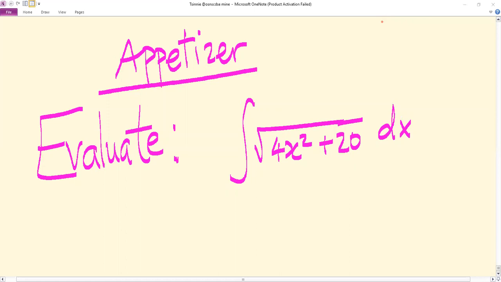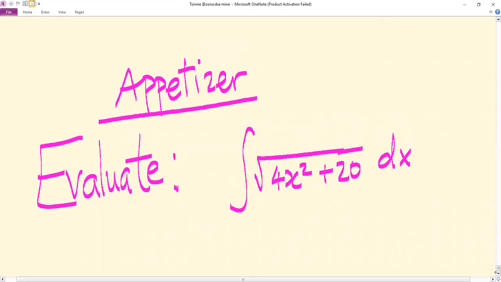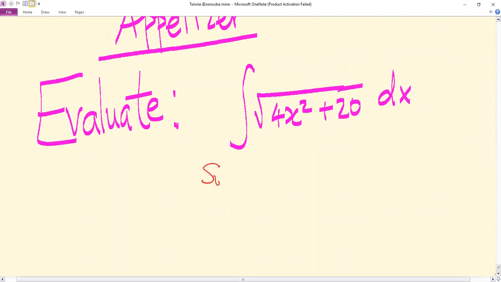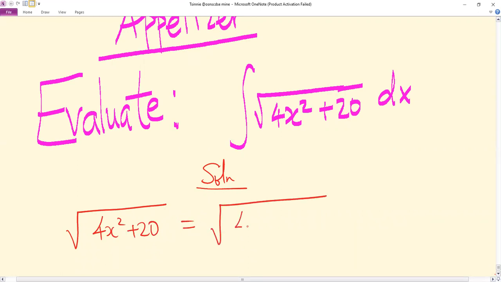Welcome to this session. Here we evaluate the integral of the square root of 4x squared plus 20 dx. So to solve this, observe that the square root of 4x squared plus 20 is the same as the square root of 4 times (x squared plus 5).